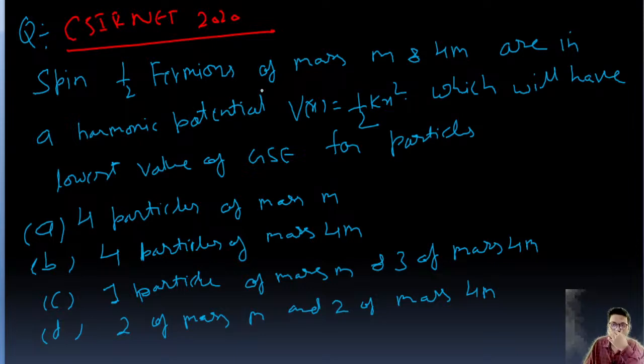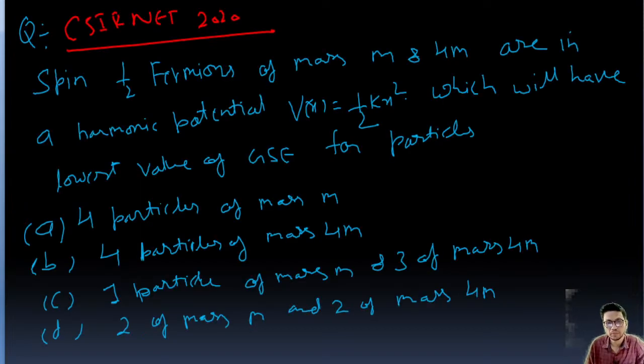Spin half fermions of mass m and 4m are in a harmonic potential. Which will have the lowest value of ground state energy? So there are 4 particles of mass m, so we'll check for that. Then 4 particles of mass 4m we'll check, and then 1 particle of mass m and 3 particles of mass 4m, and then 2 of mass m and 2 of mass 4m. We'll find the ground state for all 4 options, and then the minimum value will be the correct option. Well, when you solve it, the first option will be option 1, 4 particles of mass m.